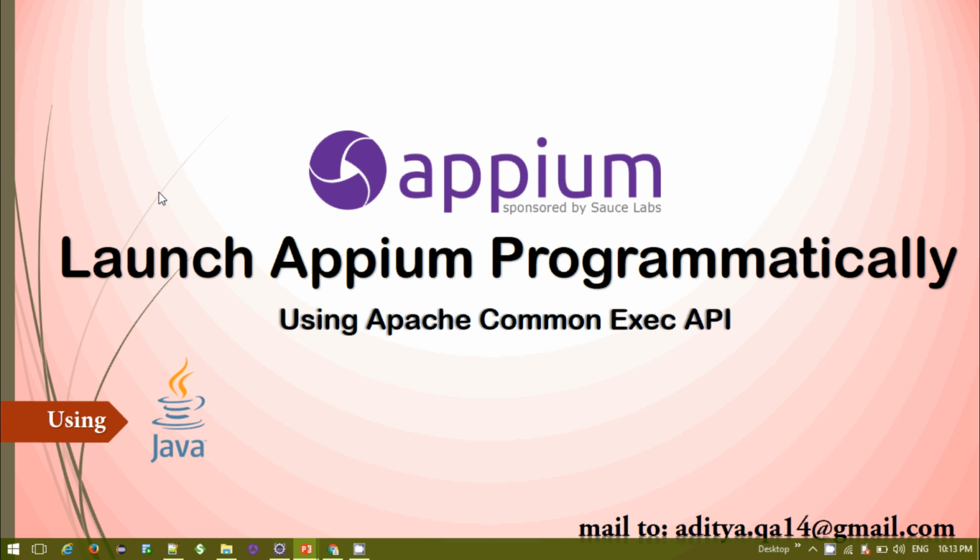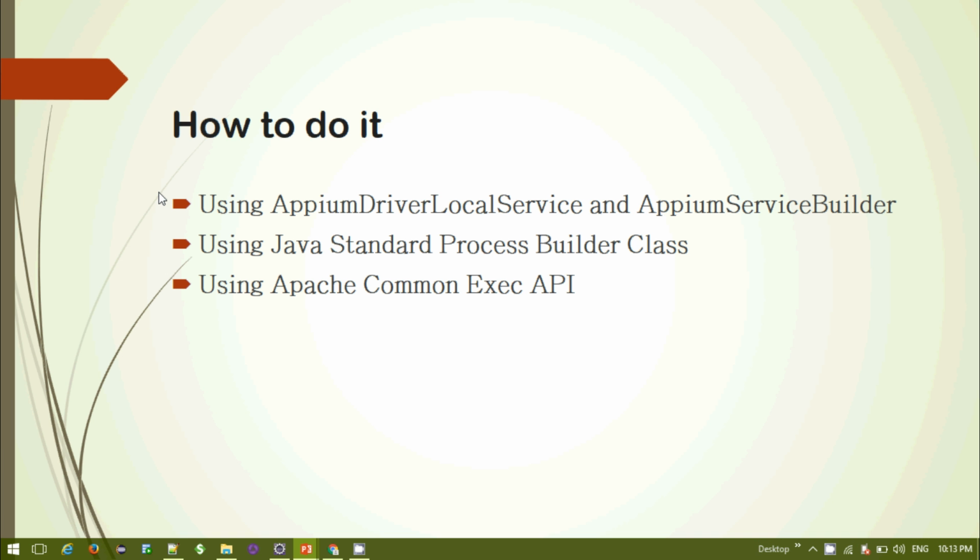So in this video, we'll be seeing how you can launch our Appium server programmatically, okay? Using the Apache Commons Exec API. Before we proceed, I would like to tell you there are several ways we can do that. Let's see the different ways. So how can we do it?